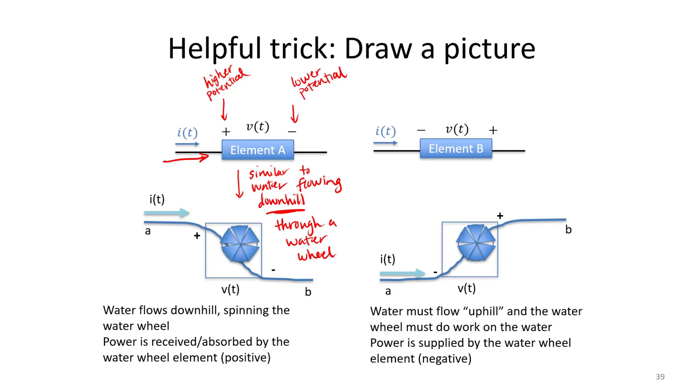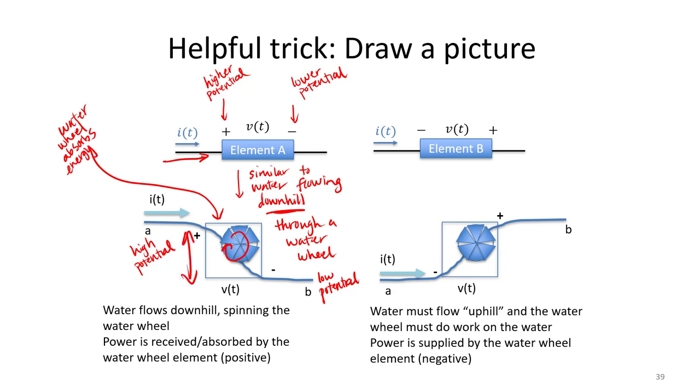So notice in the case of element A, we start out with high potential and we end at low potential, and the water wheel spins. So in this case, our water wheel is absorbing energy. It's absorbing some of that energy from the current flowing from high to low. So in this case, element A, we can say, is absorbing power.